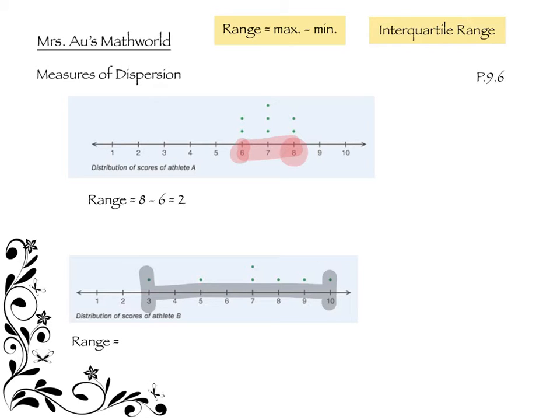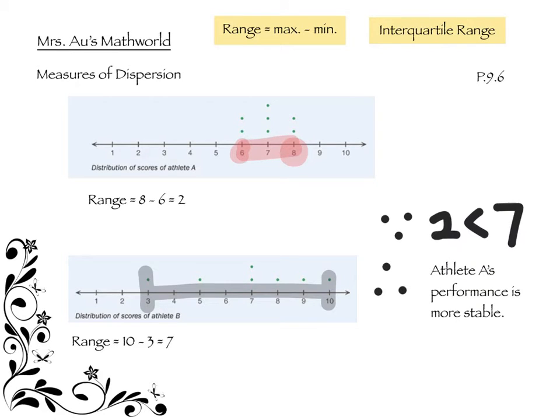The calculation is shown in the box. So you see that the range of FLIP-B is 7, but for A it is just 2. So that means the range of A is less than the range of B. As a result, athlete A has a more stable performance.